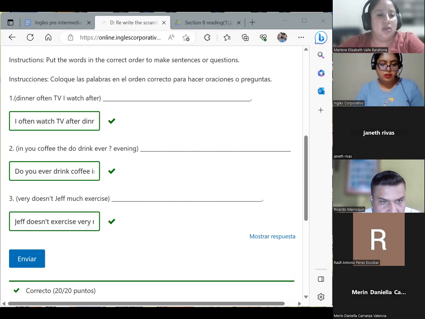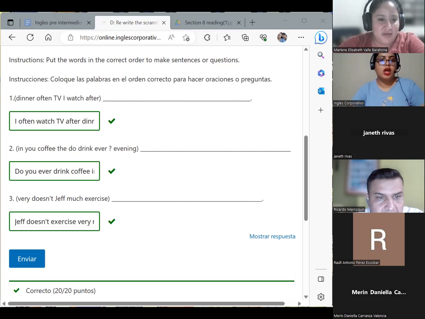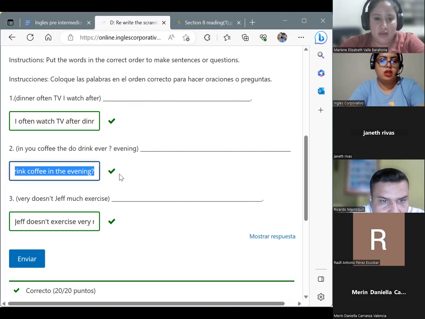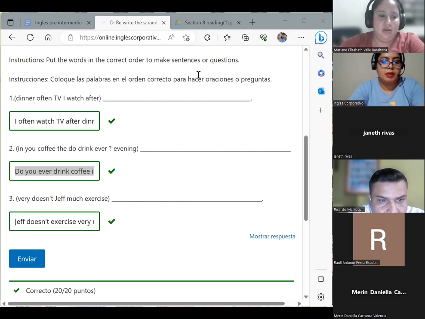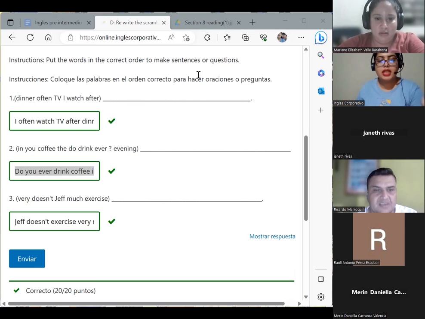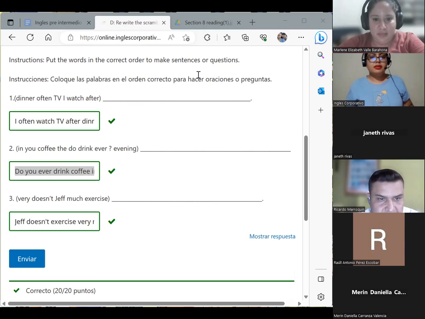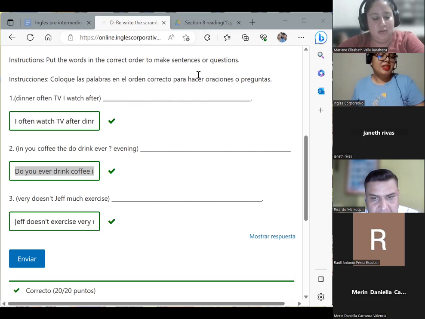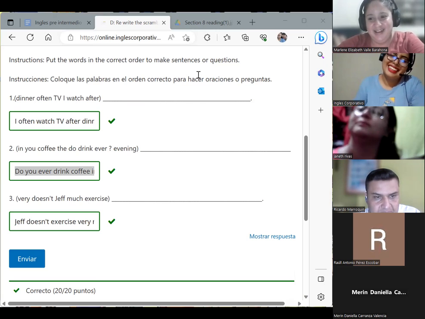Hoy me sigue saliendo mal, ¿no? ¿Cuál? La segunda. Do you ever drink coffee in the evening? Okay, así es, perdón. Te la voy a poner mal también para que la copie, tal vez, no sé. ¿Qué será? ¿Por qué le sale mala? Ah, mi compu está loca. Bueno, es la compu de mi hijo. No solo era ella, a mí me costó también. Vaya, ahora sí.